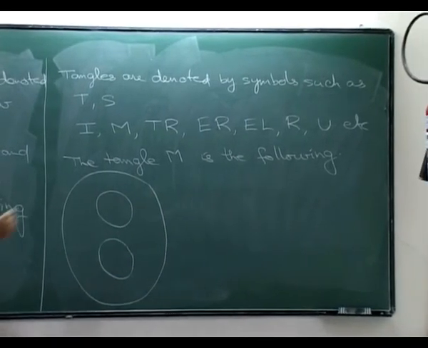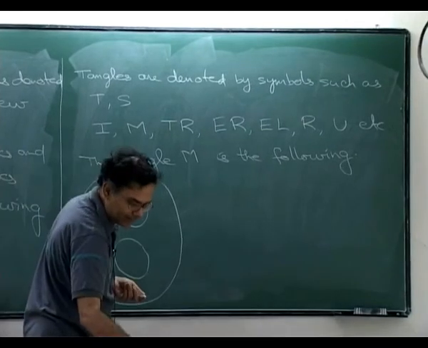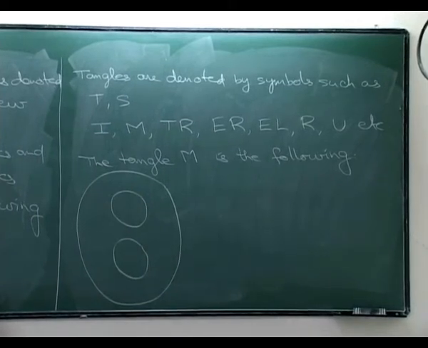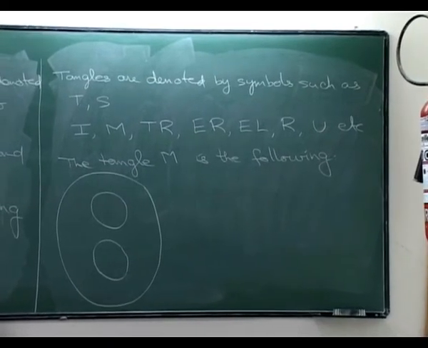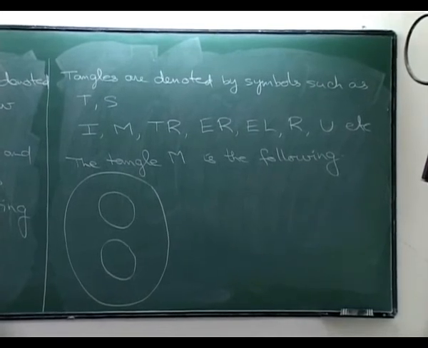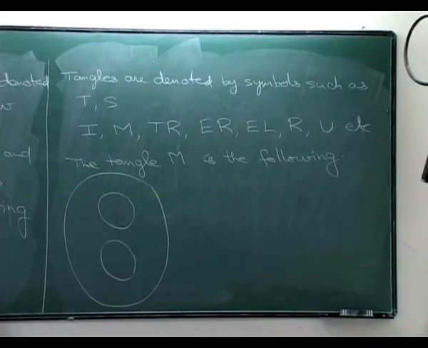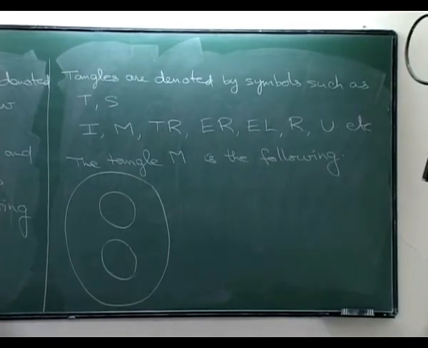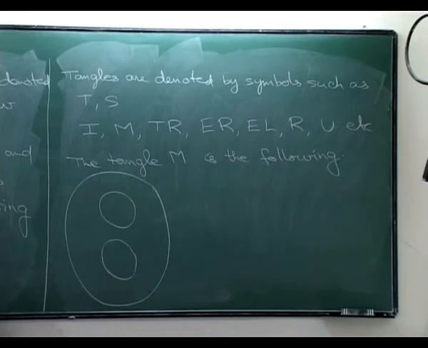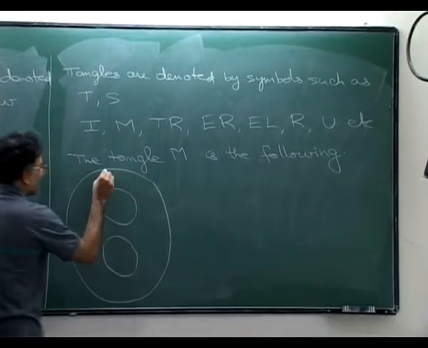Then there are these lines, which are strings. It's a question: I, M, TR, ER, EL, R, U, etc. Yeah, there's a whole family. Oh, it forms a sentence? No, I'm joking. This is a question that is being asked. Are you etc.? What is EREL? No, I am TREREL. Are you etc.?